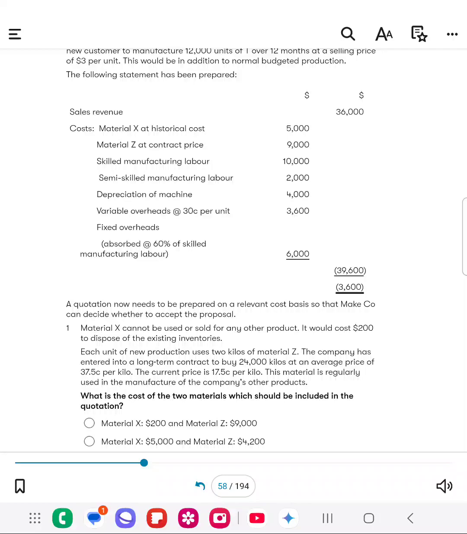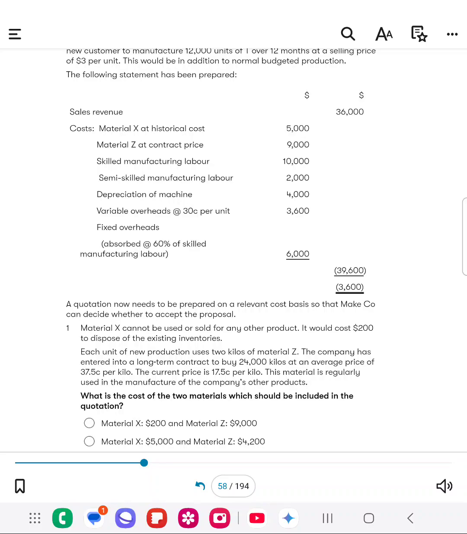The scrap value: it cannot be sold for any other product, or it cannot be used. That means it is not being used. It is available but it is not being used, and in this case if it does not have any alternative use, then we would consider the scrap value. The scrap value of it is 200. So for material X, we can say that we have 200 as the cost.